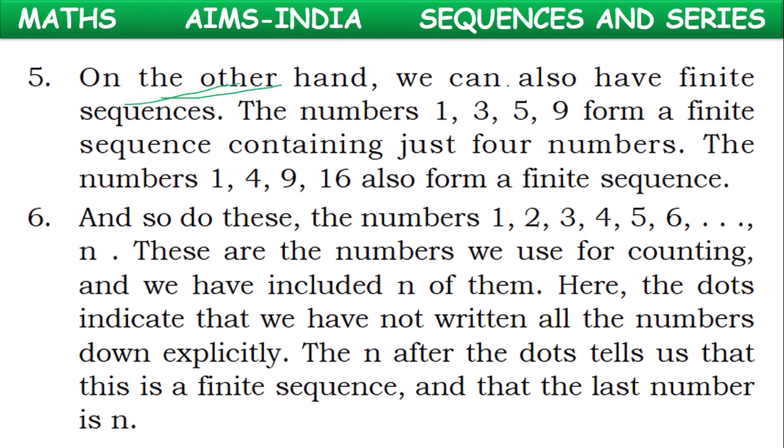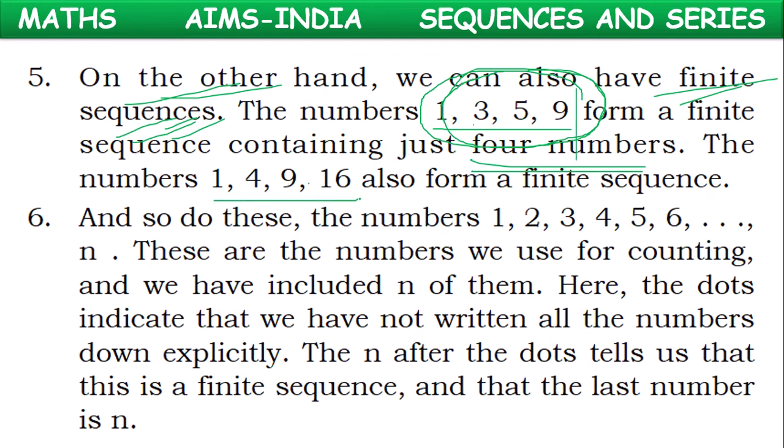Not only infinite sequences, we can also have finite sequences. Suppose the group of numbers like 1, 3, 5, 9. This is just a finite sequence having only 4 numbers. The sequence ended with 4 numbers. Or the group of numbers 1, 4, 9, 16. It is also a finite sequence having just 4 elements.